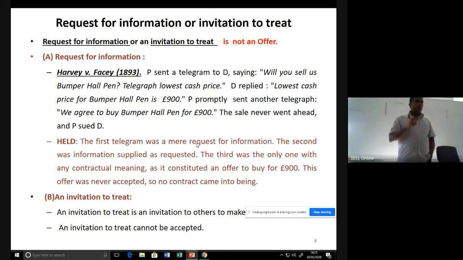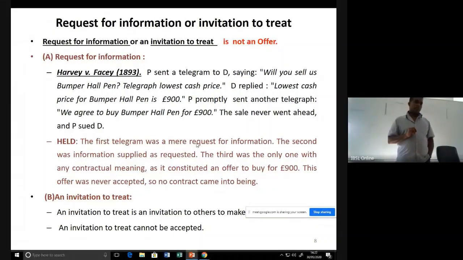we agree to buy the bumper hole pen for 900 pounds. That was sent by P to D. That was the offer. That creates the offer. That offer was not accepted by D. So therefore, there's no agreement between P and D. So P's case failed. That was the decision of the courts. Clear, everyone? Right? The next one is an invitation to treat.